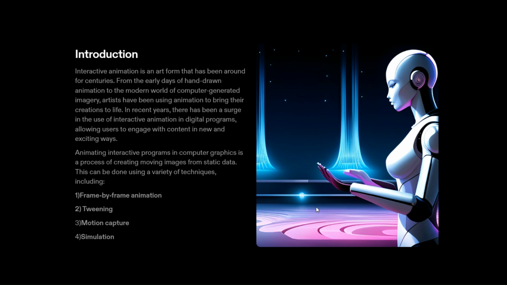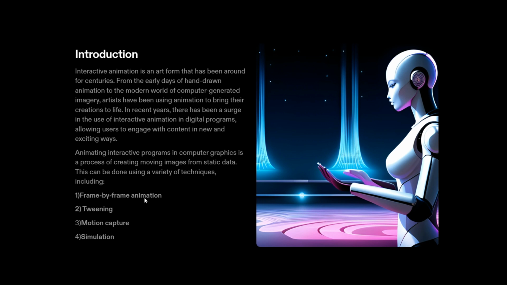So, animating interactive programs in computer graphics involves creating dynamic and responsive visual elements that can be manipulated by user input. There are several approaches to achieve this, depending on the programming language and graphic libraries or frameworks we are using. So, animating interactive programs in computer graphics is a process of creating moving images from static data. This can be done by using a variety of techniques, including keyframe, frame by frame animation, tweening, motion capture, and simulation.